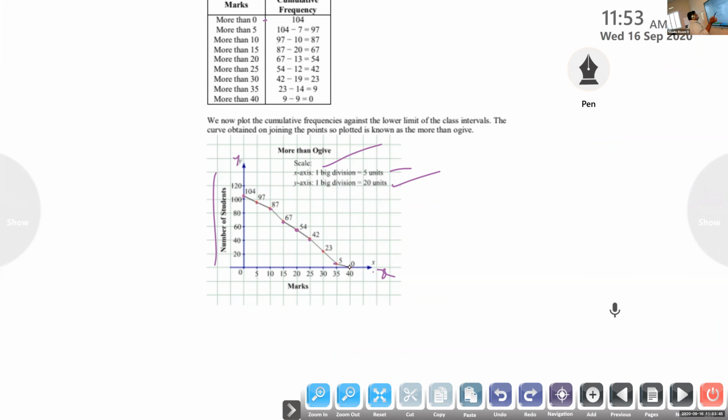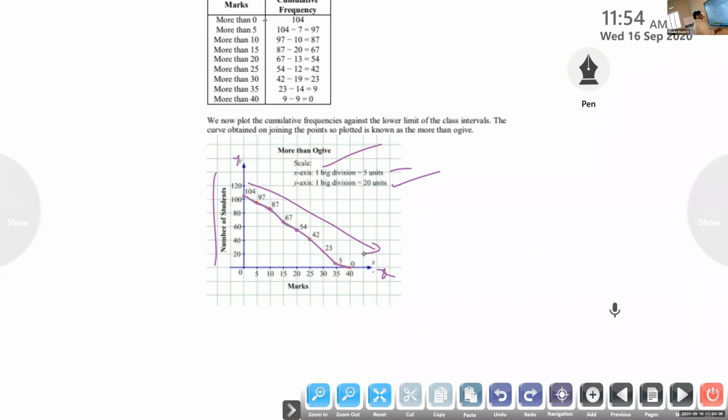Next, what we want to do is join all these points. Now that thing is prepared here. What is this? It is a more than ogive. From the biggest number to the lowest number, the highest digit to the lowest digit. In the less than method, it is just the opposite of that. We know that, right?